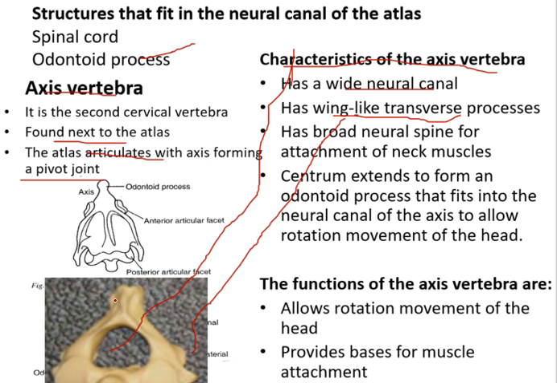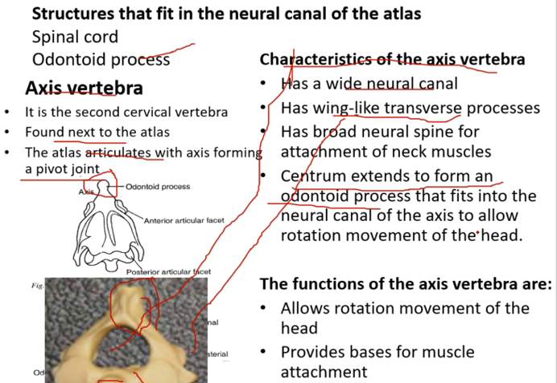A broad neural spine is here, and the broad neural spine is for attachment of neck muscles. Then the centrum extends to form an odontoid process. This is very important for you to note. It forms an odontoid process, and as you can see, the projection is also here.